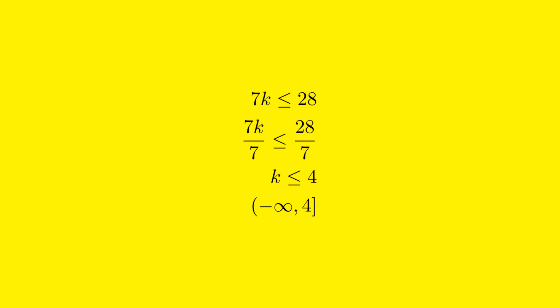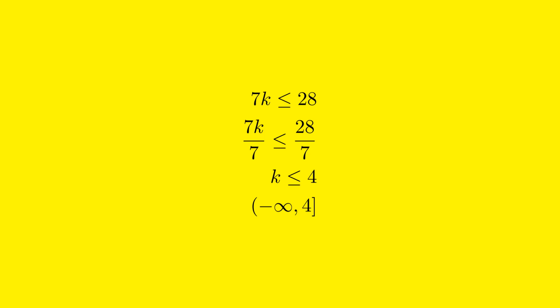Next, we need to isolate the variable k by removing the coefficient of 7. To do this, we divide both sides of the inequality by 7. This step ensures that we solve for k by itself. When we divide both sides by 7, the inequality changes from 7k is less than or equal to 28 to k is less than or equal to 28 divided by 7. Simplifying the right side, we get k is less than or equal to 4. This is because 28 divided by 7 equals 4. So the final inequality is k is less than or equal to 4.